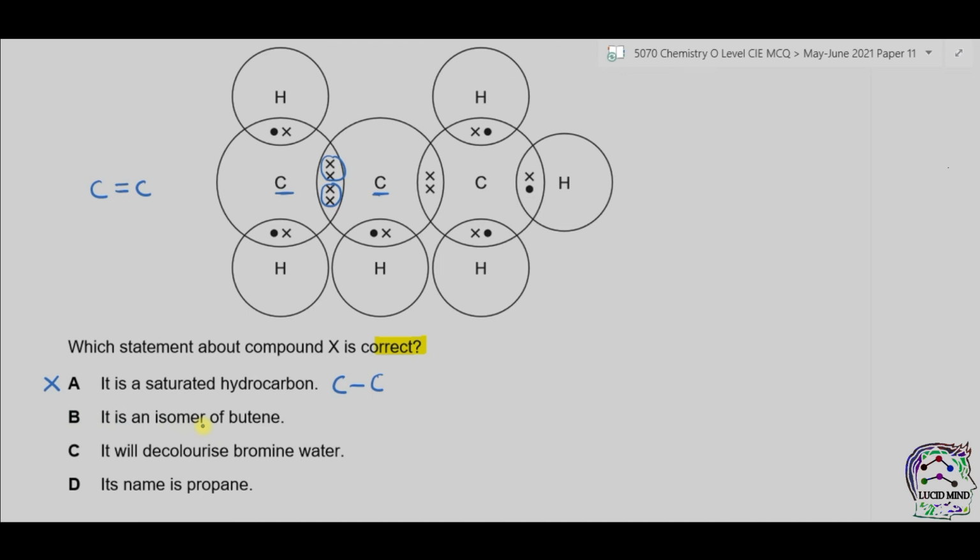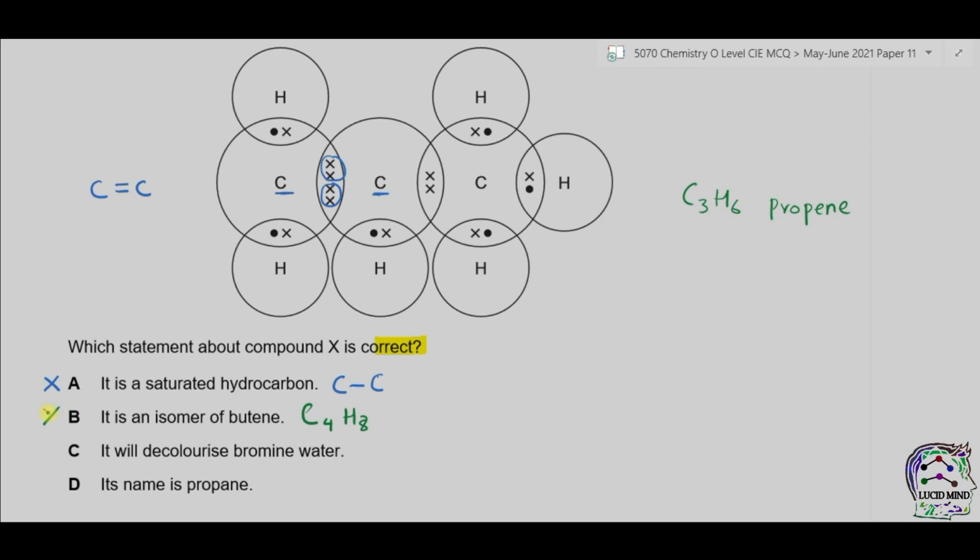Part B, it is an isomer of butene. Isomer means having same formula but different structure. In butene we have 4 carbon atoms as it is but, and ene means it is alkene. So for alkene the general formula is CnH2n, so hydrogen will be 8. In this compound we can see we have 3 carbon atoms and 6 hydrogen atoms. So therefore this is propene, not butene.